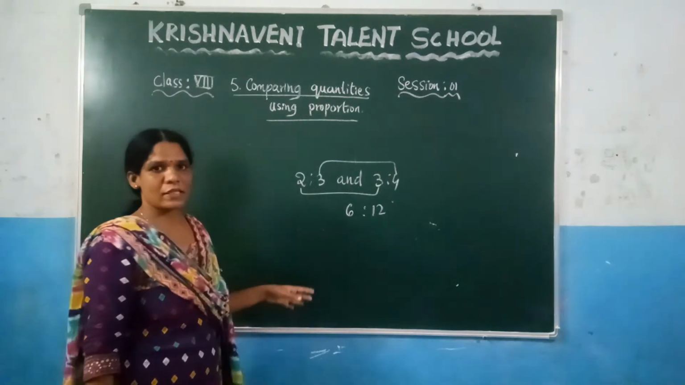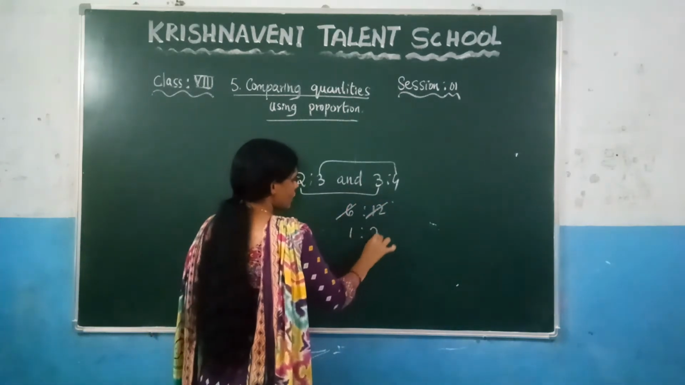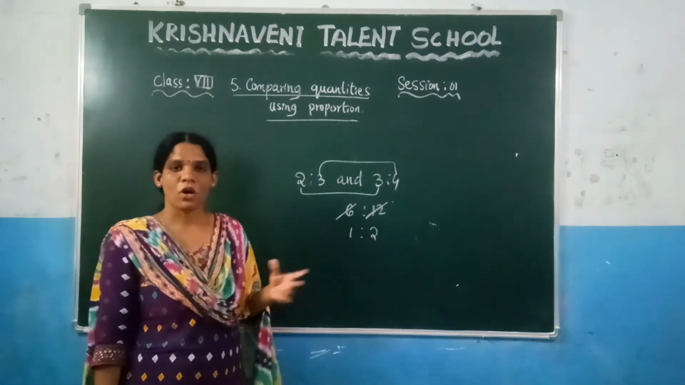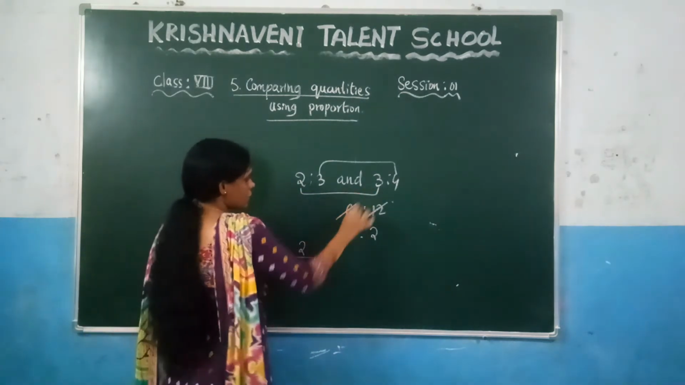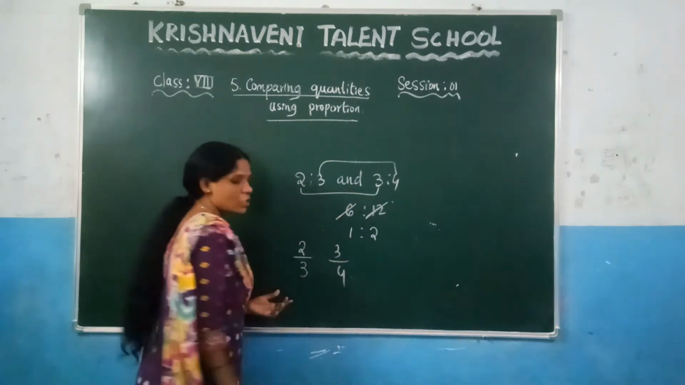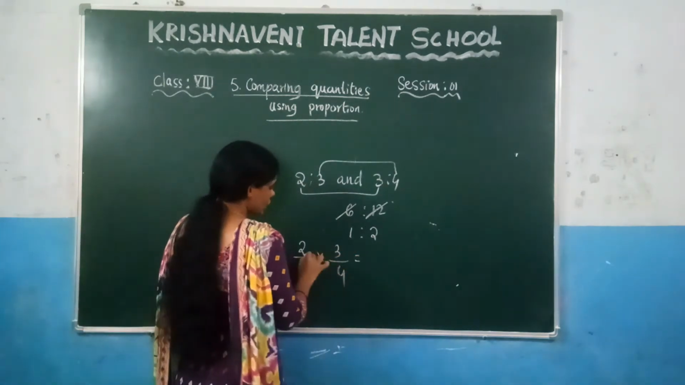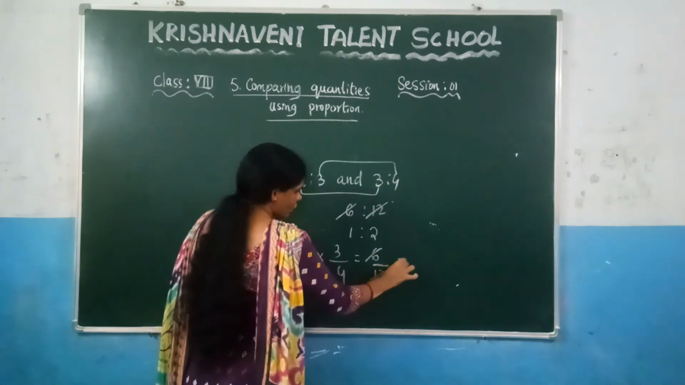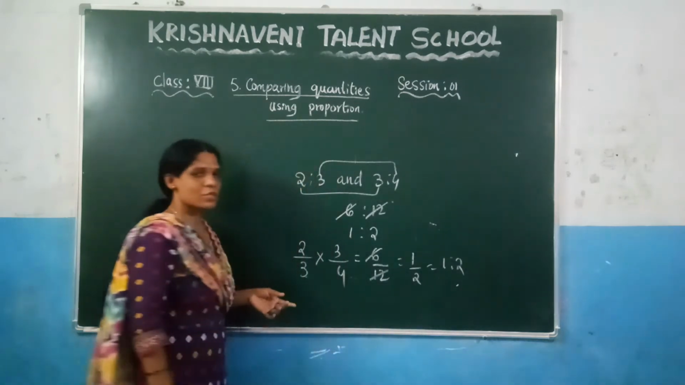Now you can write it in a simpler way. You know that 6 ones are 6, 6 twos are 12. So you will get 1 is to 2. This is the compound ratio of these two ratios. Or otherwise, you can write this one as 2 by 3 and this one as 3 by 4. You need to take the product of these two fractions, so what will you get? 2 into 3, which is 6, 3 into 4, which is 12. You will get 1 by 2, which is 1 is to 2. Like that also you can calculate.